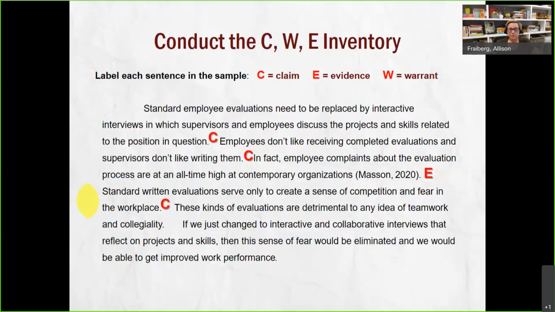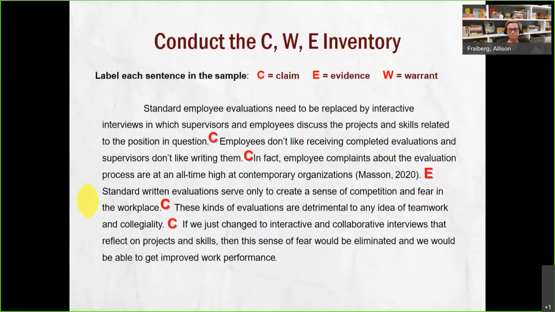These kinds of evaluations are detrimental to any idea of teamwork and collegiality. Claim, evidence, warrant. It's a claim because, again, these are ideas people can disagree about. It's not linked to any piece of evidence. It's just out there. Hey, these kinds of evaluations are detrimental to teamwork and collegiality. Well, let's talk about that.